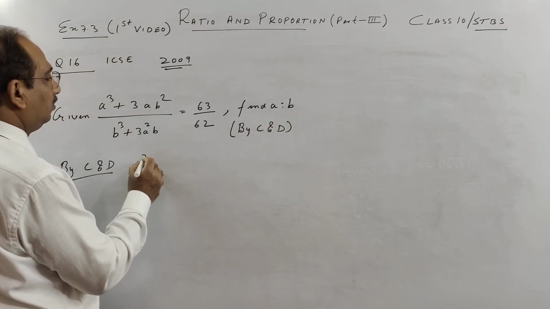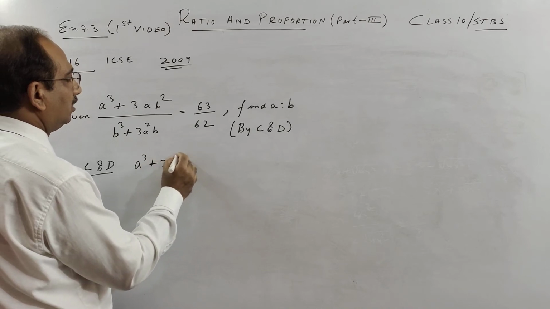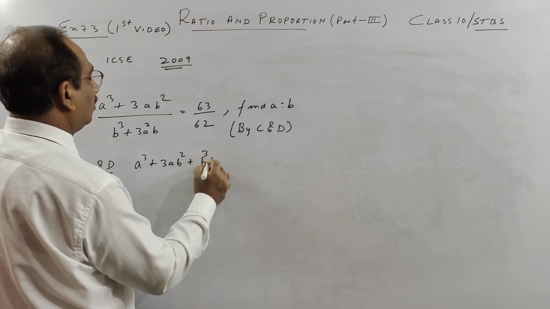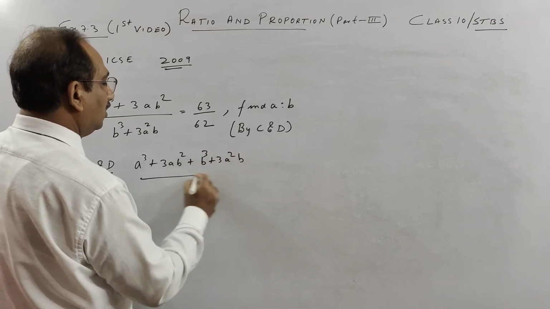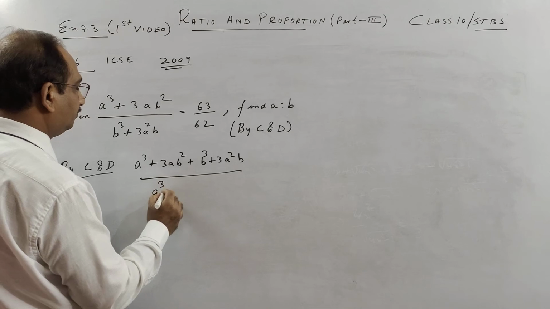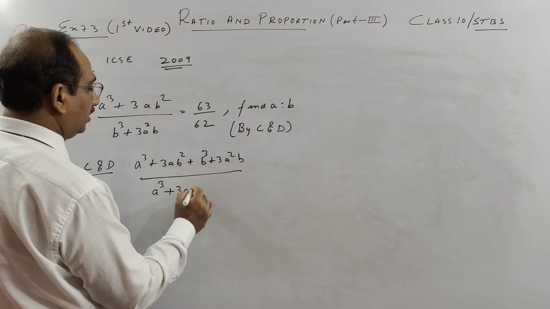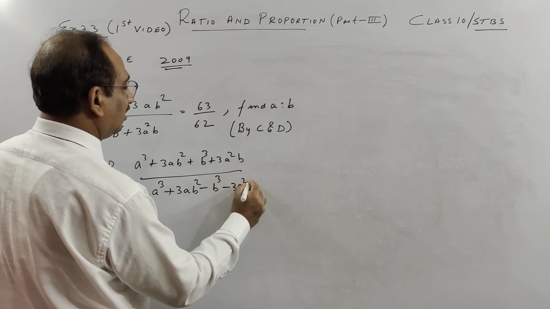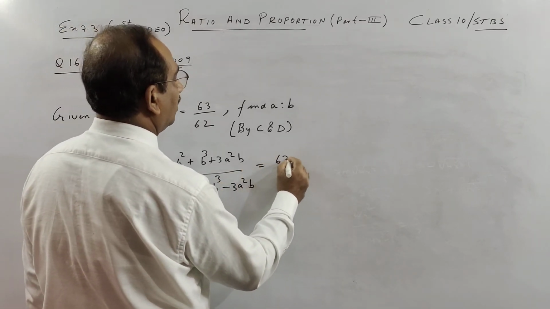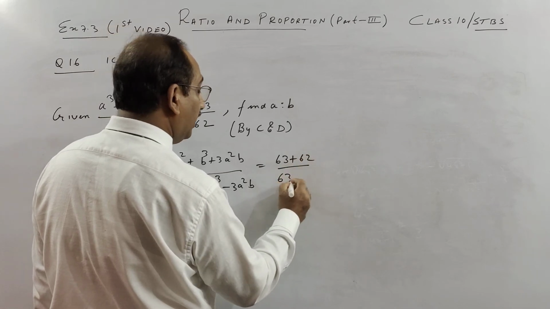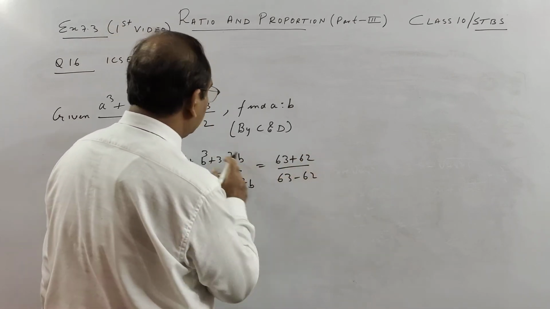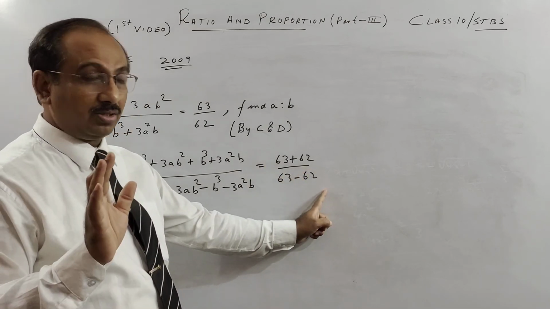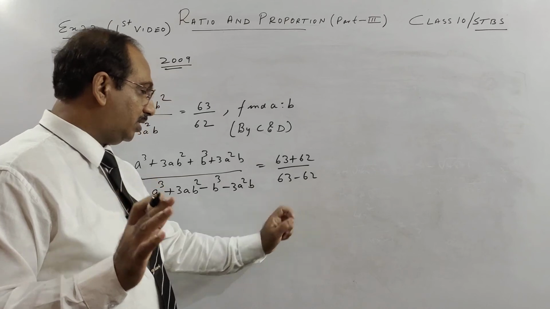As I told you, we add the numerator with the denominator, and numerator minus denominator. Numerator plus denominator, numerator minus denominator, children. Sometimes I see children doing the opposite, numerator minus denominator, denominator minus numerator. No: numerator plus denominator, numerator minus denominator.